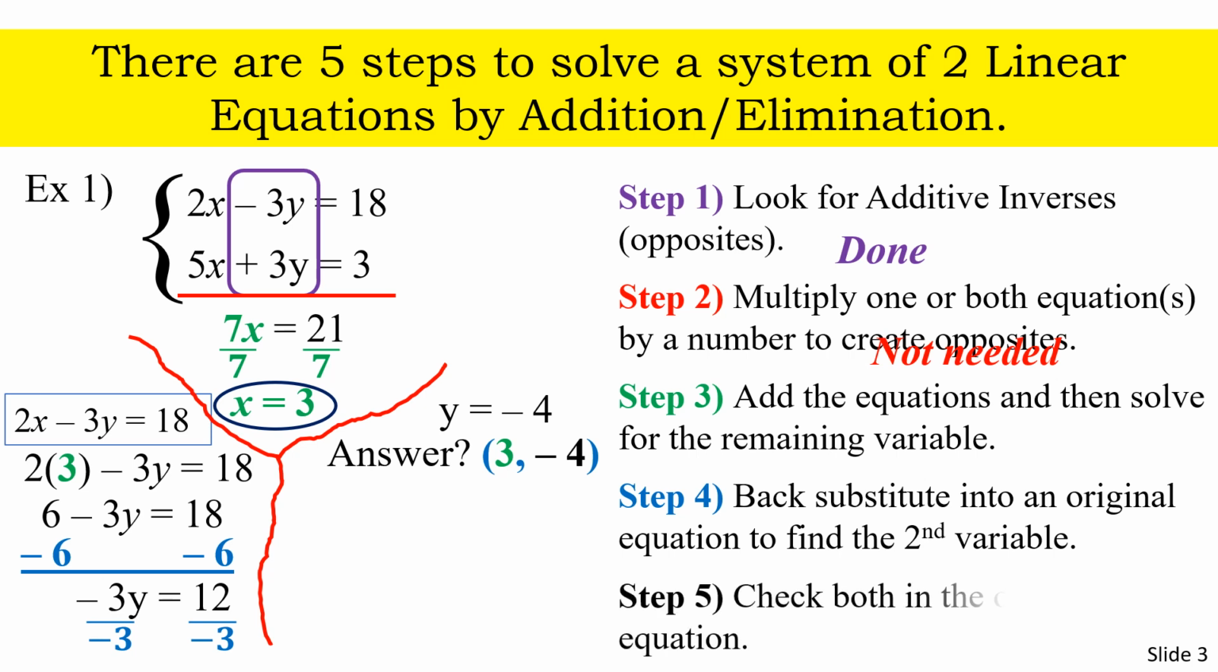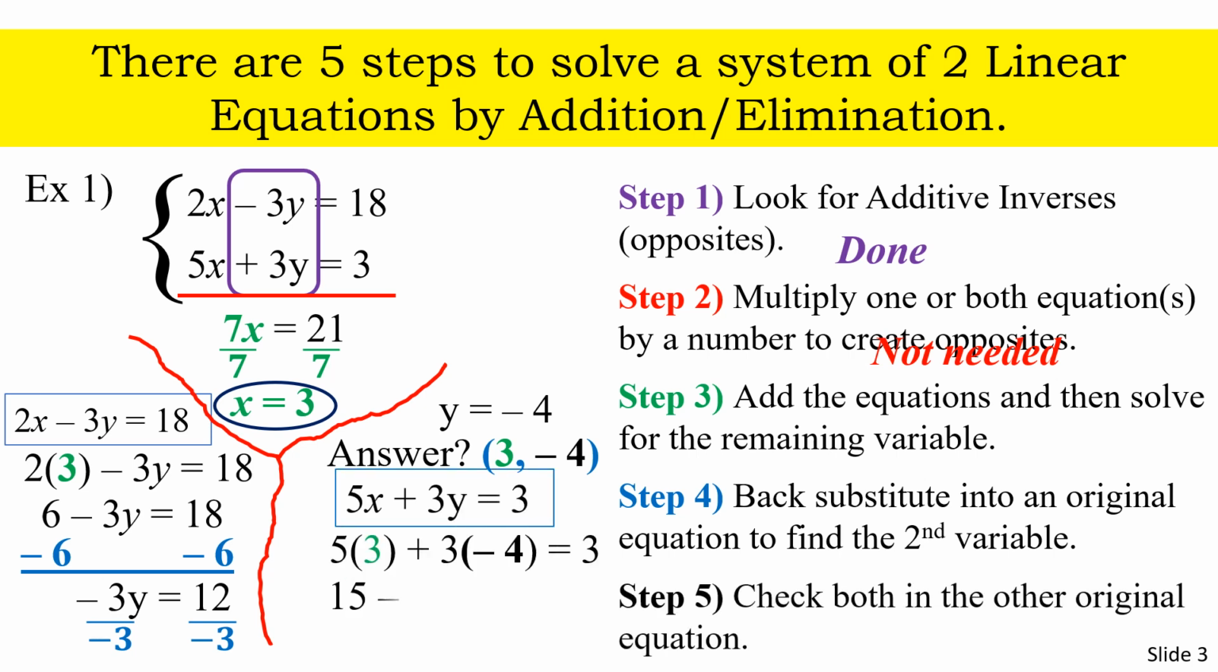In step 5, check both in the other original equation. Since I used the top one, 2x minus 3y equals 18, to find my second variable, I need to use the bottom equation, 5x plus 3y equals 3, in order to check them. So I plug a 3 in for the x, negative 4 in for the y, and I get a true statement. So the answer is 3 comma negative 4.